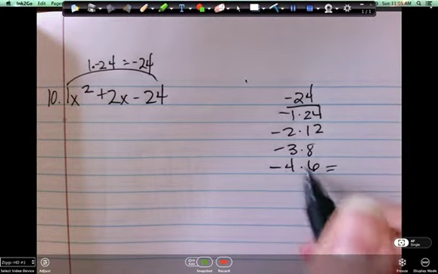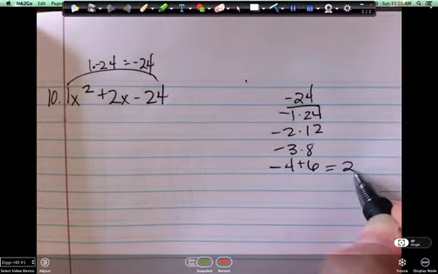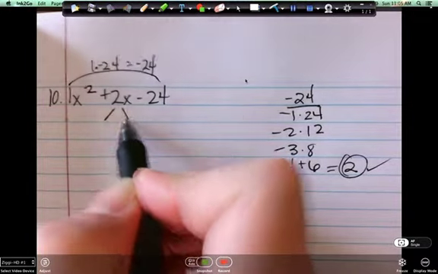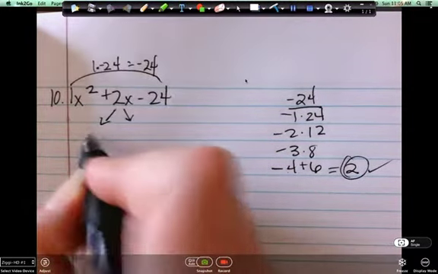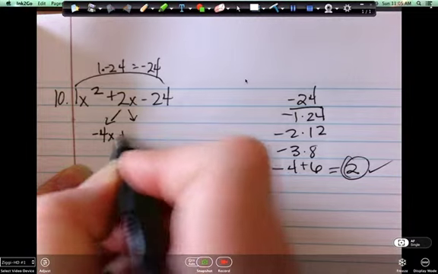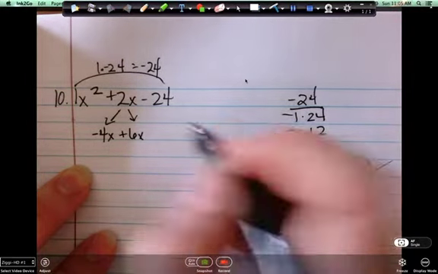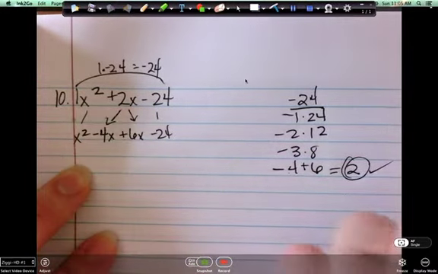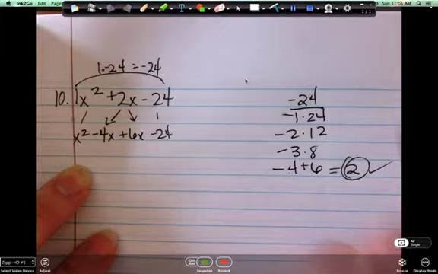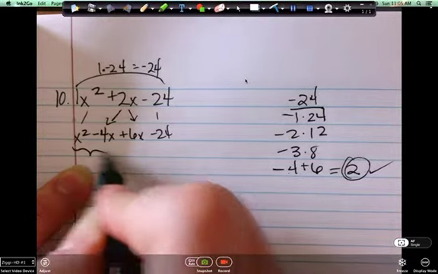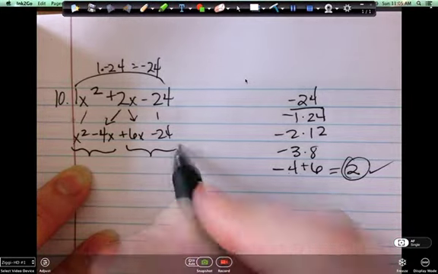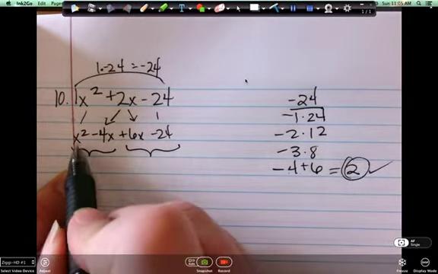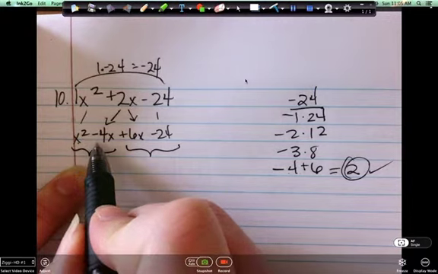Negative 4 plus 6 is going to give me positive 2. That's what I need. So that means that I'm going to break this positive 2x down into negative 4x plus 6x. Go ahead and bring down your negative 24 and your x squared. Now, this problem is exactly like the last ones that I worked. I'm factoring by grouping. I have 4 terms. Anytime I have 4 terms, I can divide them down into 2 groups and go ahead and factor out the greatest common factor. Here I have x squared minus 4x.